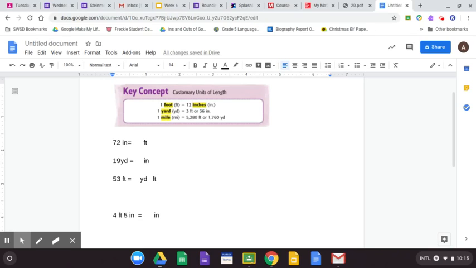All right, happy Wednesday. This should be a review for us. This is customary units of length. So we just did the metric system. We're going back to the customary system to review it.